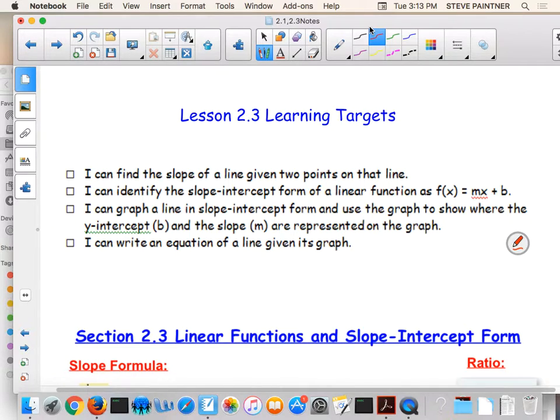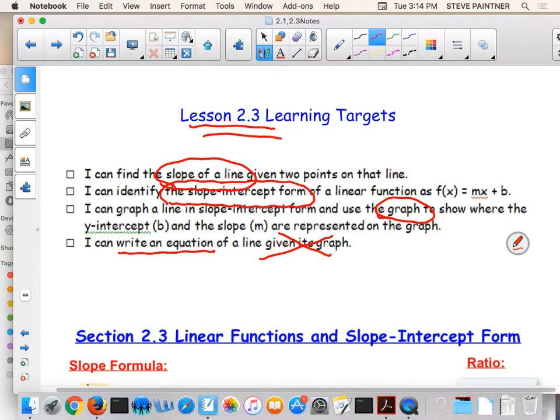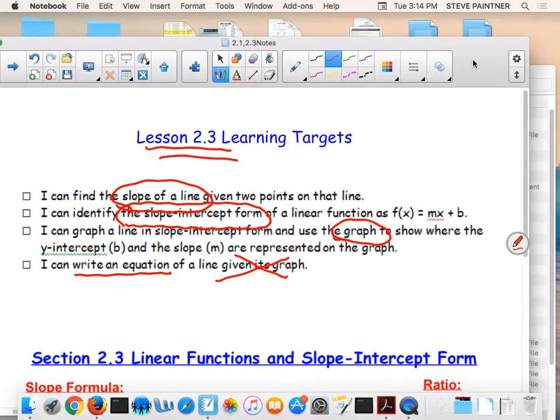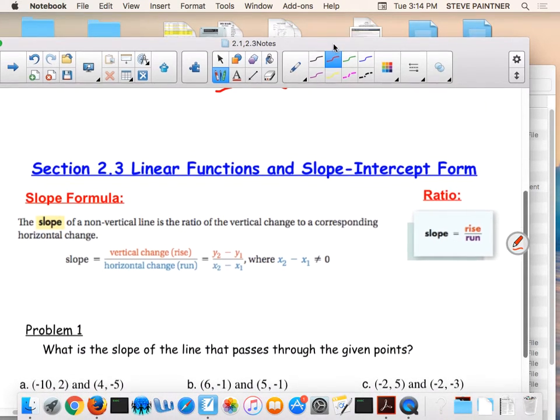Okay, this is the flip lesson for 2.3. 2.3 is going to be talking a lot about slope of a line, slope-intercept form, how to graph an equation in slope-intercept form using slope and y-intercept, and how to write the equation of a line given its graph. Okay, you know what? I'm not even sure. I don't think we're doing that. So that is what 2.3 is about. So here we go. All right.